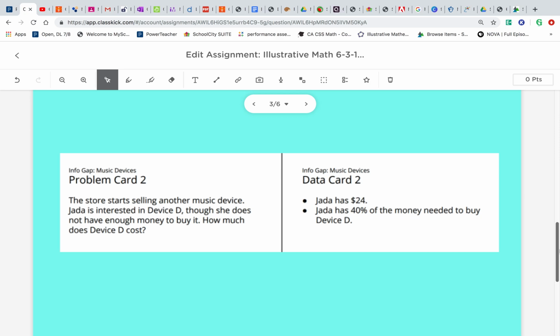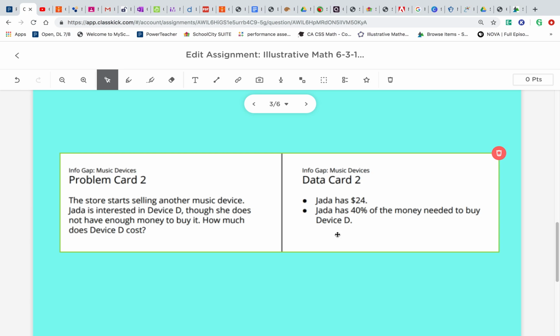For the second problem card and data card, let's go through this. The store starts selling another music device. Jada is interested in device D, though she does not have enough money to buy it. How much does device D cost? If you remember from before, she has $24, and she has 40% of the money needed to buy device D. If you already looked at problem card 1, you have an idea about how this is going to work. But if not, if all we have is just this information, then we would need to go back and find out how much device D costs.